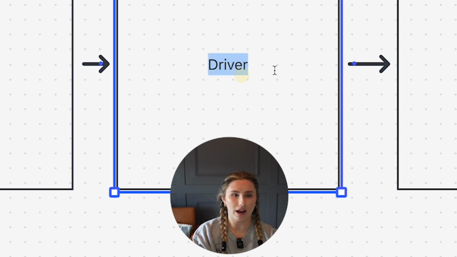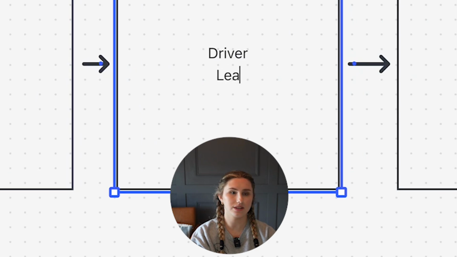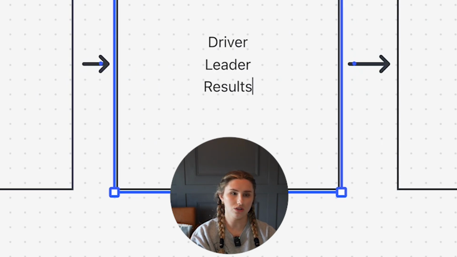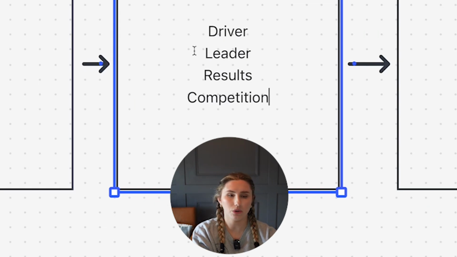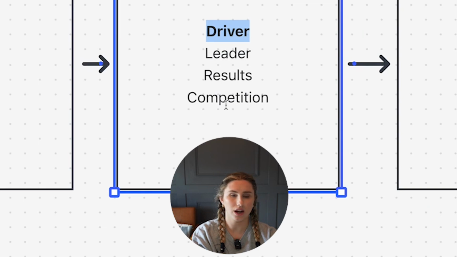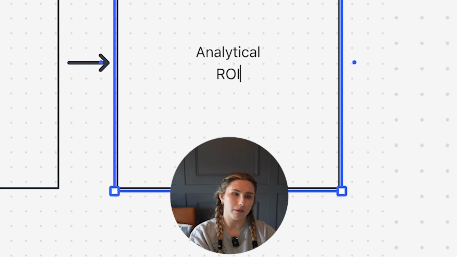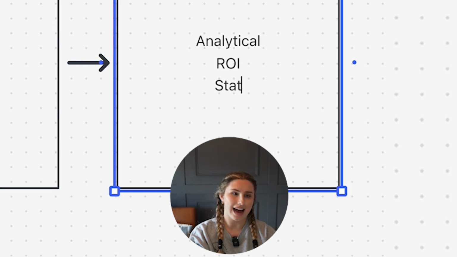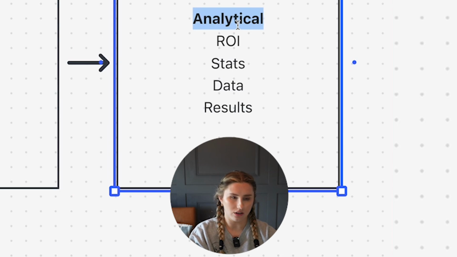Your driver buyers, they look at something different entirely. They want to see you as a leader, they want to see results, and they want you to give them a competitive edge. So they really want to see how are you going to get them that result as fast as possible. And if you can highlight that for them, they're going to be all in. This leaves your analytical buyers. These are the buyers that are really concerned about ROI. They want to see stats, data, results. That is what is really activating to your analytical buyers.